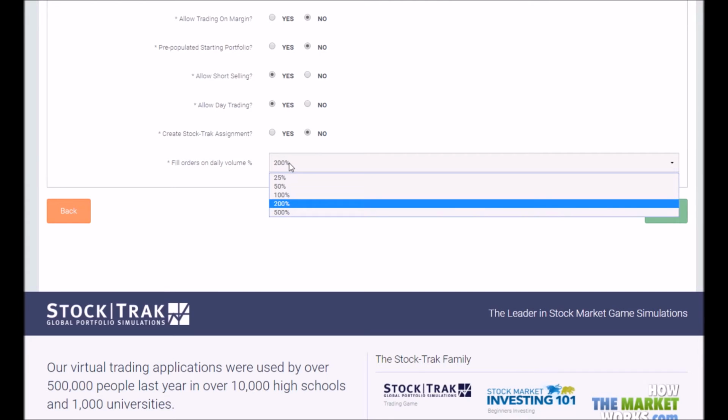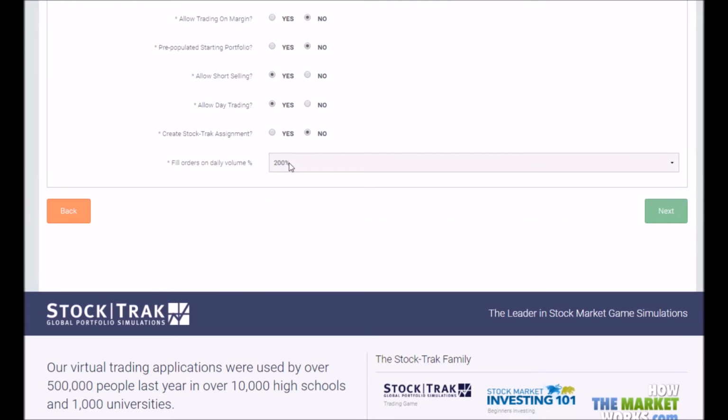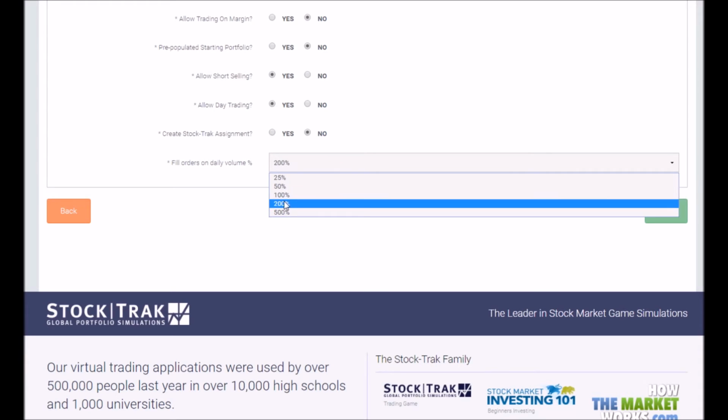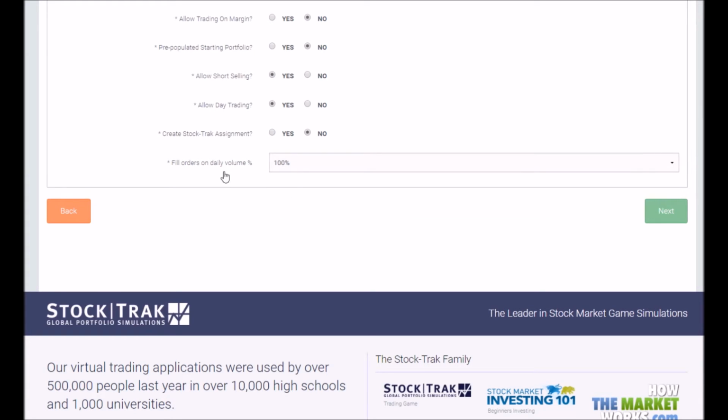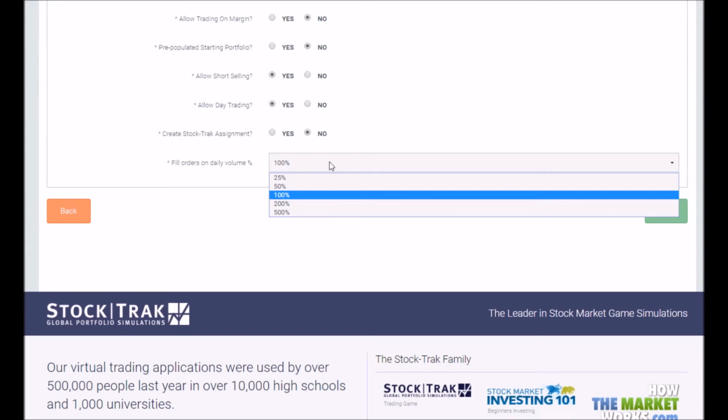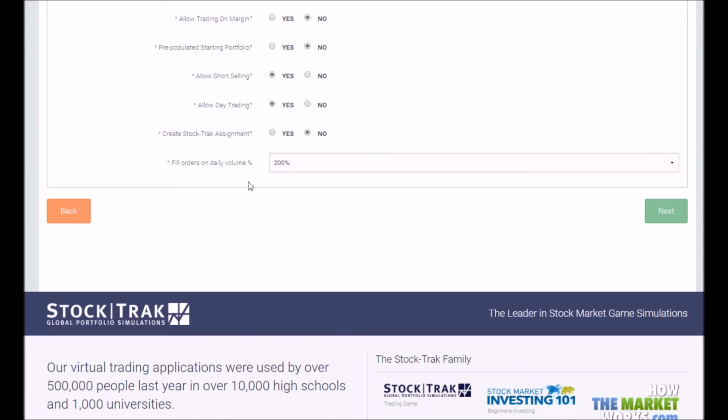Fill orders on daily volume is a liquidity parameter. This means your students can only buy this percentage of the current day's volume of any given security in their portfolio. For example, if there is a stock with a volume of 10 and you have a 100% rule, your students can buy up to 10 shares of that stock. If you set it to 20, students can buy up to 20 shares of that stock. This is most important if you're allowing options trading, since many option-specific strike prices and expiration dates may have very little volume.